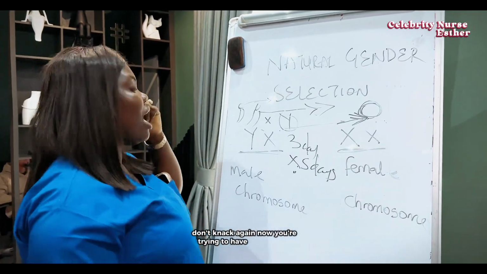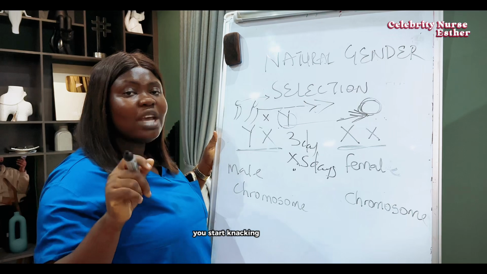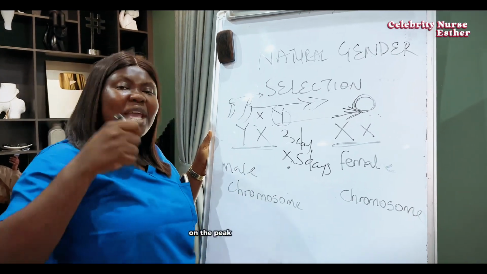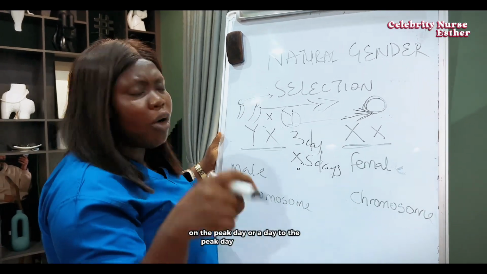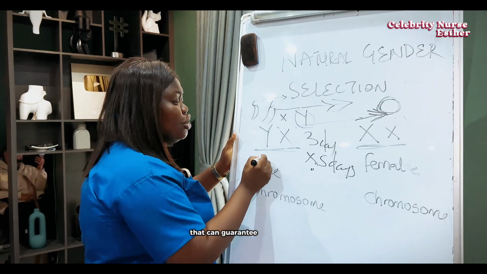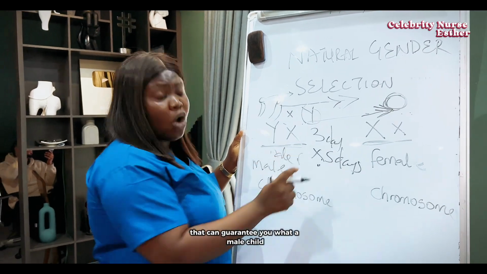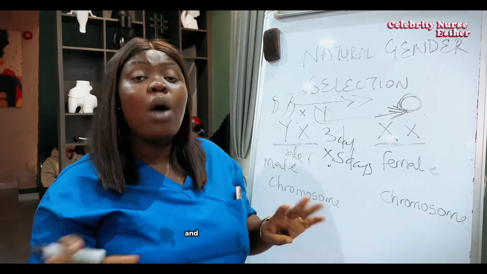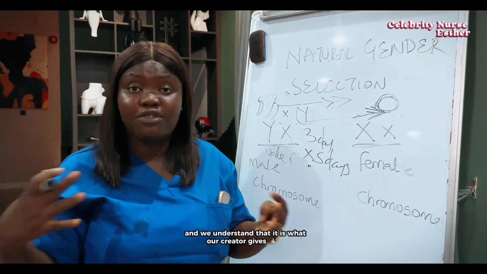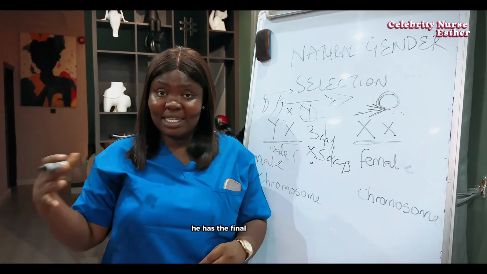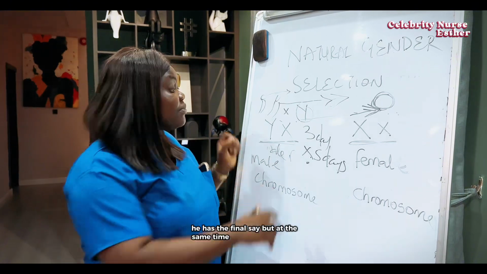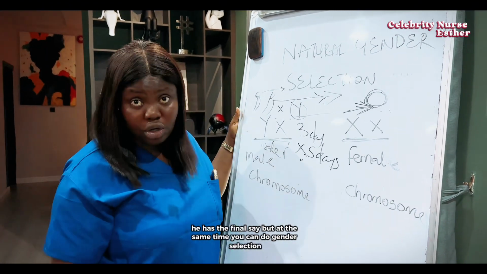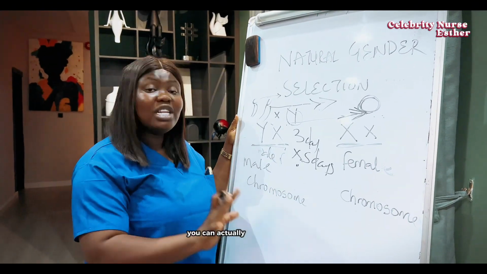Now you're trying to have a male child. You start having sex with your partner on the peak day or a day to the peak day of your ovulation. That can guarantee you a male child. Although it is 50-50, and we understand that it is what our Creator gives to us, that's what we take. He has the final say. But at the same time, you can do gender selection. You understand what I'm saying? You can actually do it.